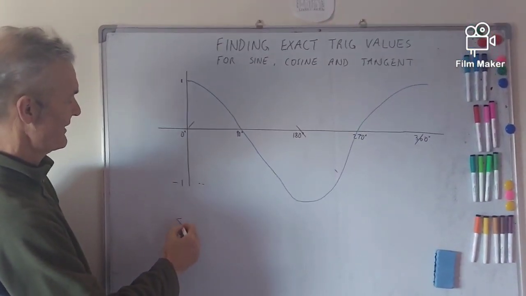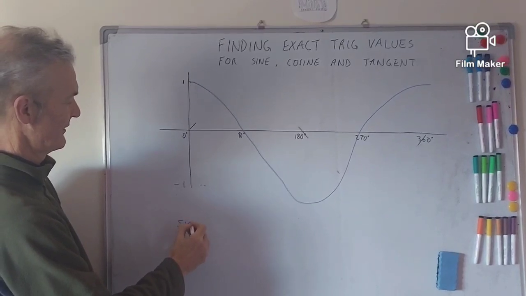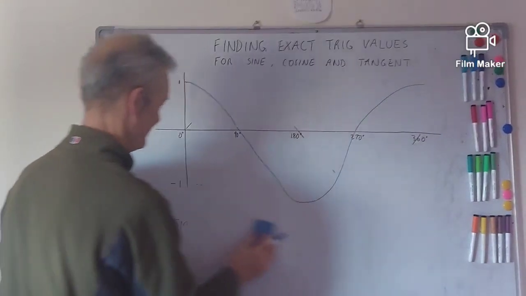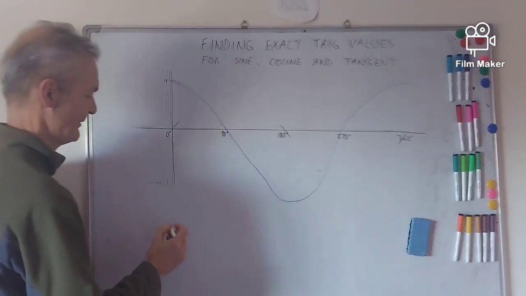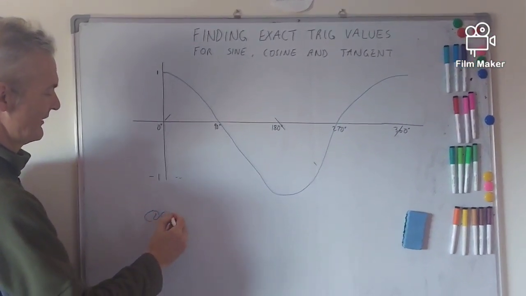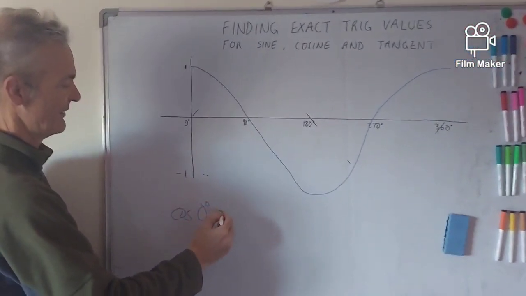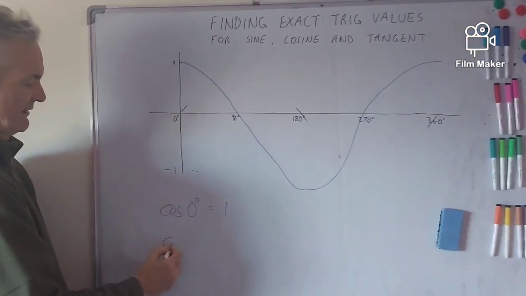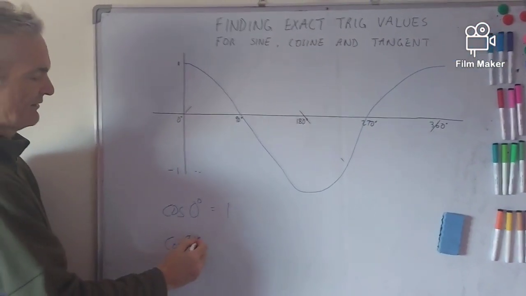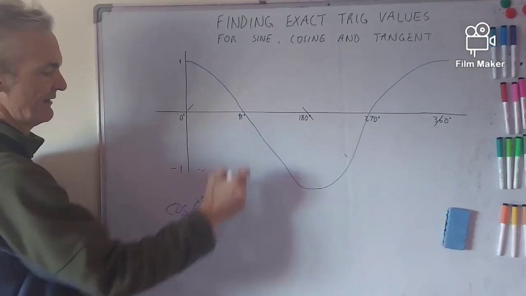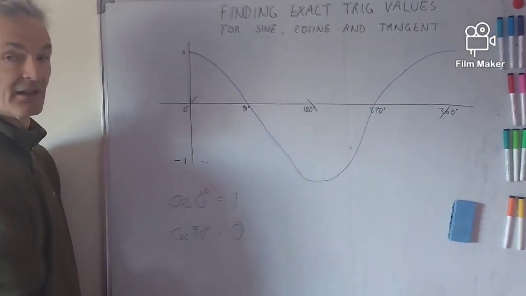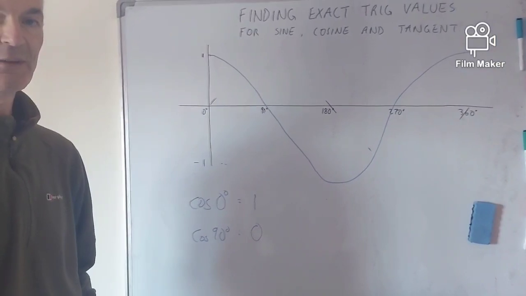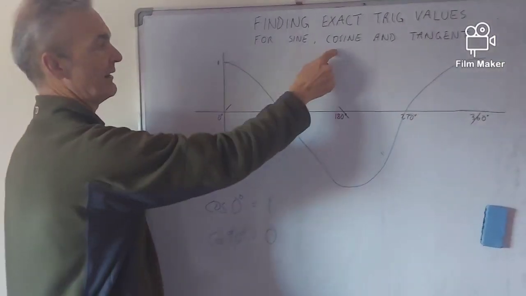So cosine 0 degrees equals 1. Cosine 90 degrees, which is here, equals 0. So they're the most common ones that you're going to get. So that's sine and cosine.